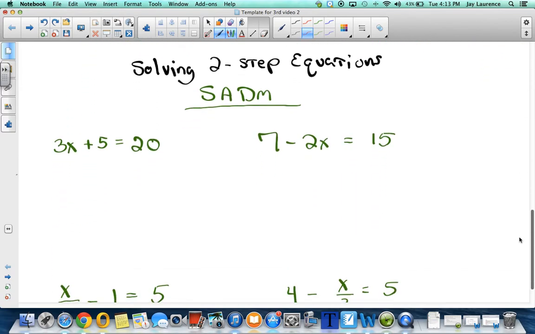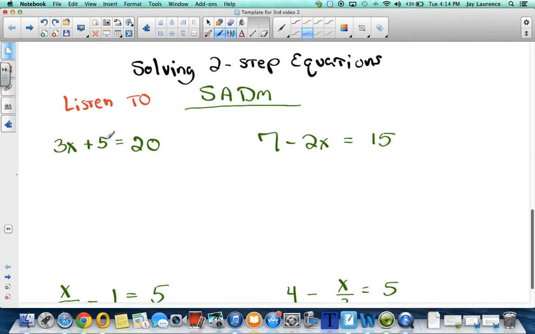We're going to do some solving of two-step equations. And when you solve two-step equations, you need to listen to Saddam. Saddam tells you how to undo problems. You're going to undo subtraction and addition before you undo division and multiplication. All right, so I look at this problem here, 3x plus 5 equals 20.